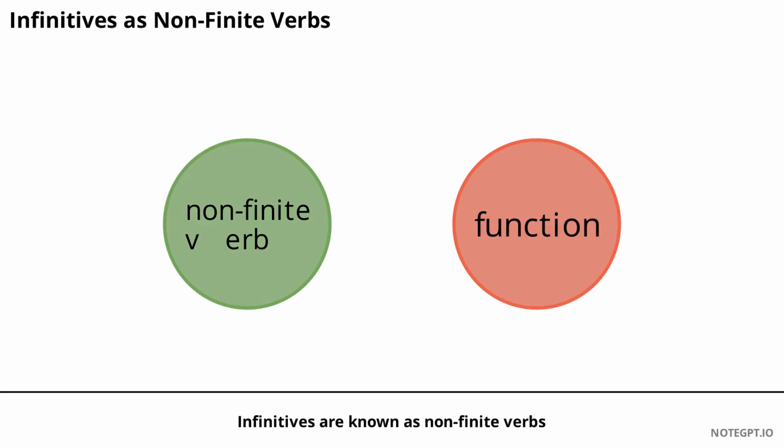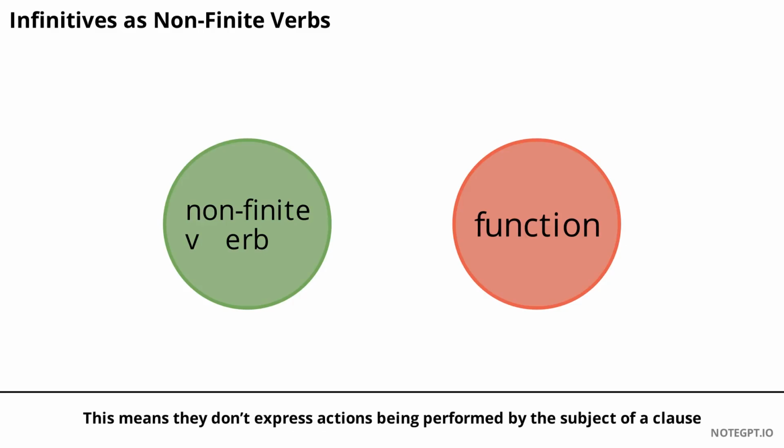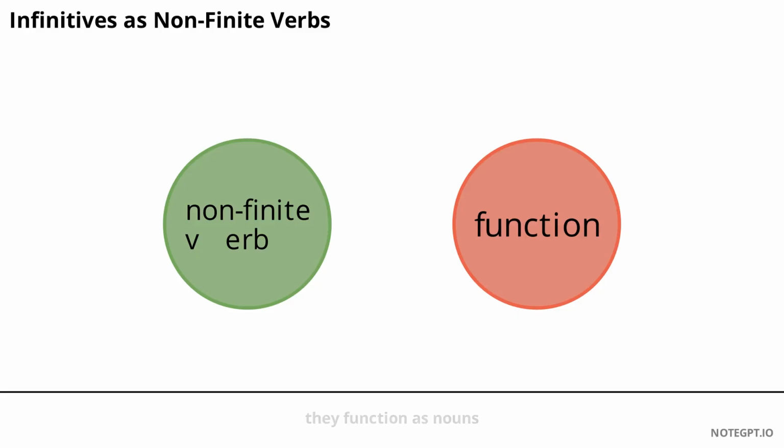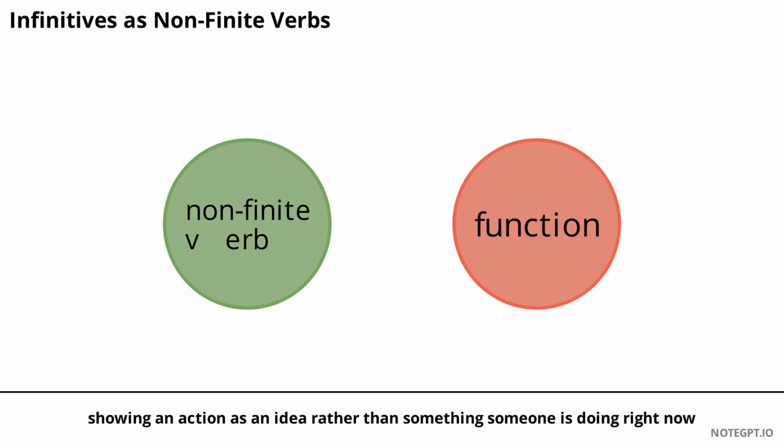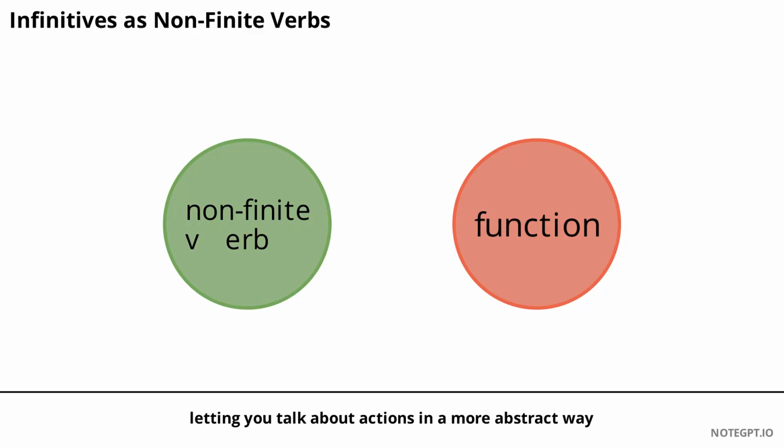Infinitives are known as non-finite verbs. This means they don't express actions being performed by the subject of a clause. Instead, they function as nouns, adjectives, or adverbs. For example, in the sentence, "To travel is exciting," the infinitive "to travel" acts as the subject, showing an action as an idea rather than something someone is doing right now. This unique property allows infinitives to add depth and flexibility to your sentences, letting you talk about actions in a more abstract way.